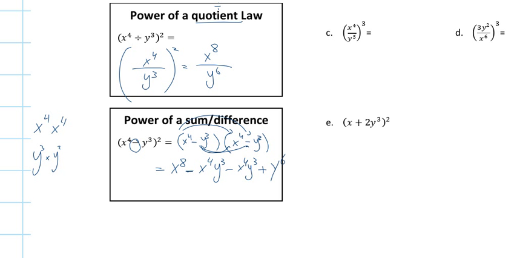Now I'm going to have to look for any like terms. Do I have any like terms in there? Yes. Which ones? That's right. So I have 2 of them, right? I have negative 1 x4 y3 minus 1 x4 y3. So that I can add the coefficients, and that becomes negative 2 x4 y3 plus y6. Y to the power of 6.